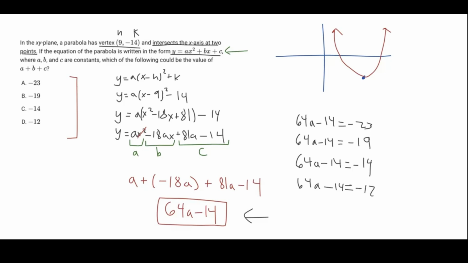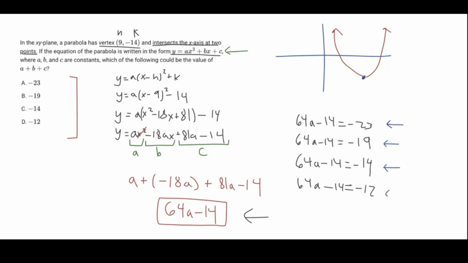So now we know that in order for our A plus B plus C to work out, the A value has to be positive. So we'll just find the A value for each of these equations and see if it works out, right? We'll just work from top to bottom.